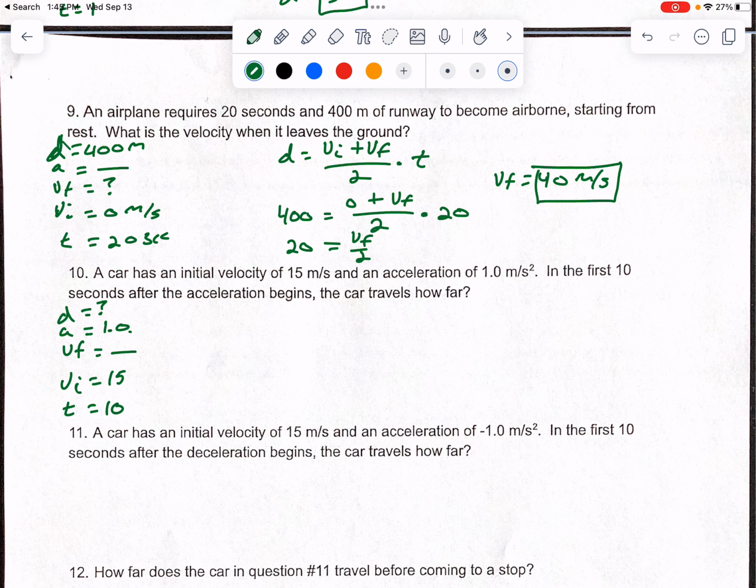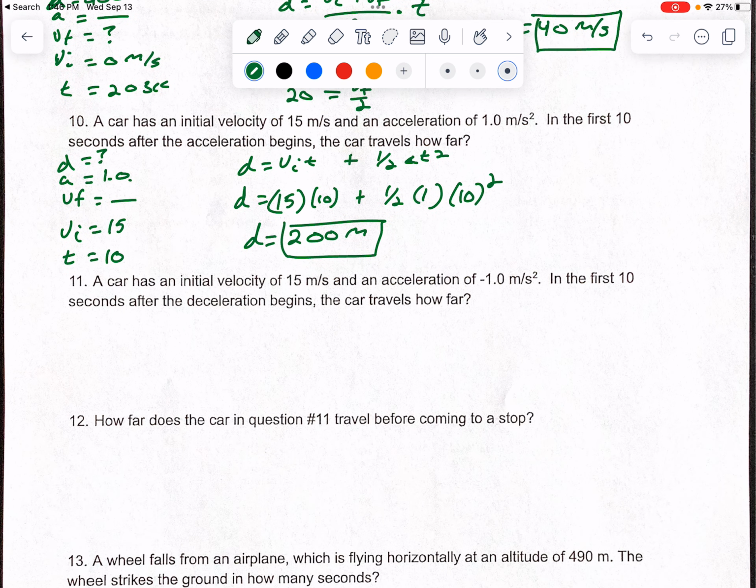All right, so what we're going to do is we're going to use the third equation. So D equals VIT plus 1/2 AT squared. So D we don't know. VI is 15. Time is 10 plus 1/2 A is 1. And T is 10 and that's squared. Please just make sure you square the 10 only, not the whole thing. Okay, so all you gotta do is solve for the math on that one, and you're gonna get 200 meters.